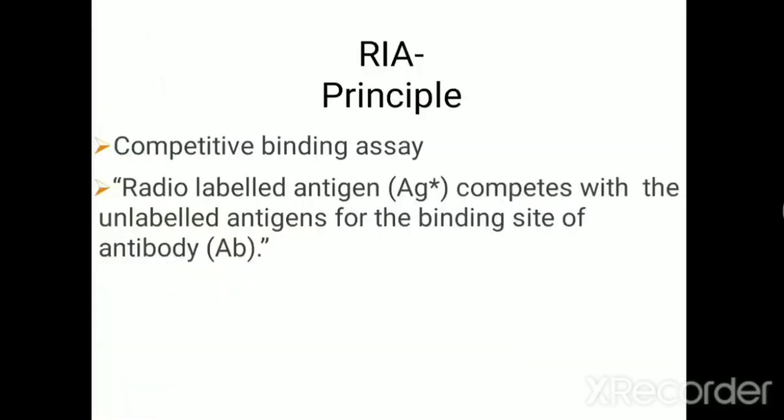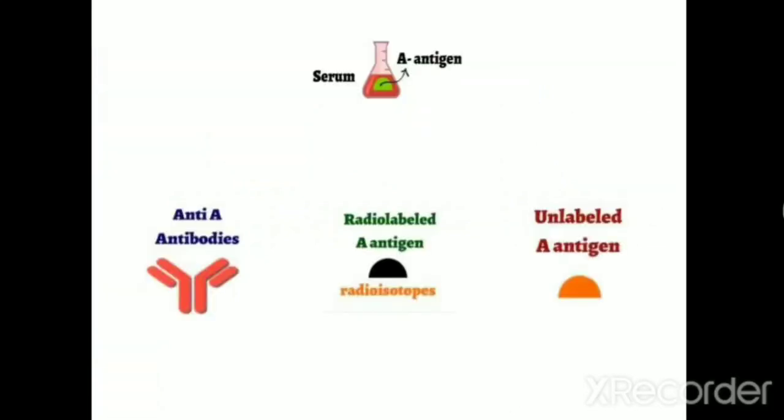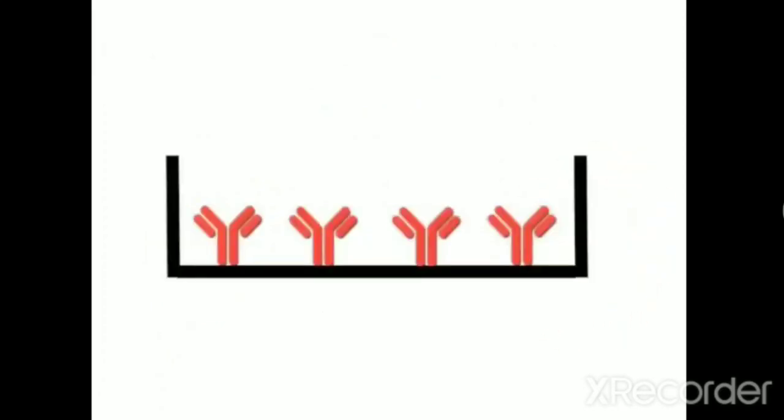So the basic principle is we have to use two types of antigen. One is radio-labeled antigen, the second one is normal antigen, that is the antigen present in the test sample. Both this radio-labeled antigen and unlabeled antigen compete with each other for binding with their corresponding antibody. So we need an antibody, radio-labeled antigen, and an unlabeled antigen which is present in the patient sample.